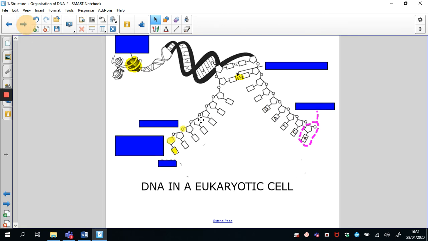Okay, so here we've got a summary diagram. If this was DNA in a eukaryotic cell, I want you to have a look and think what labels would be under these blue boxes? That's enough time to figure it out. So let's do this. What's circled here in the pink?